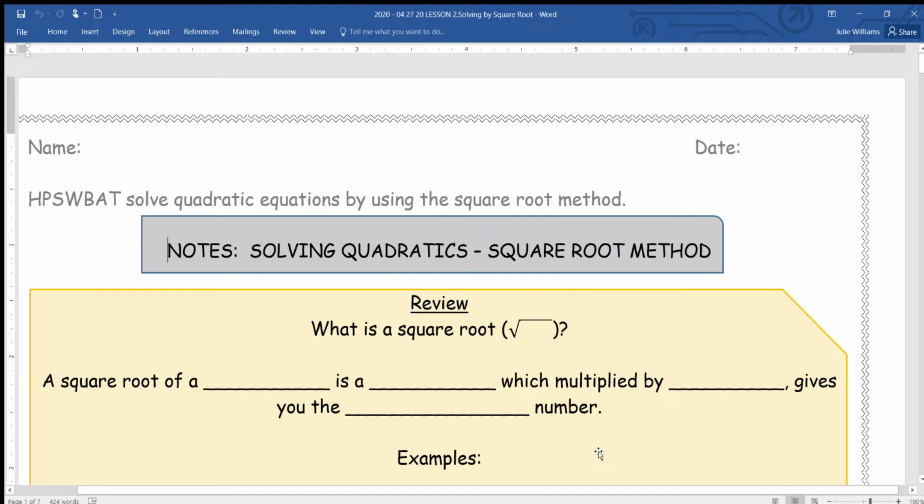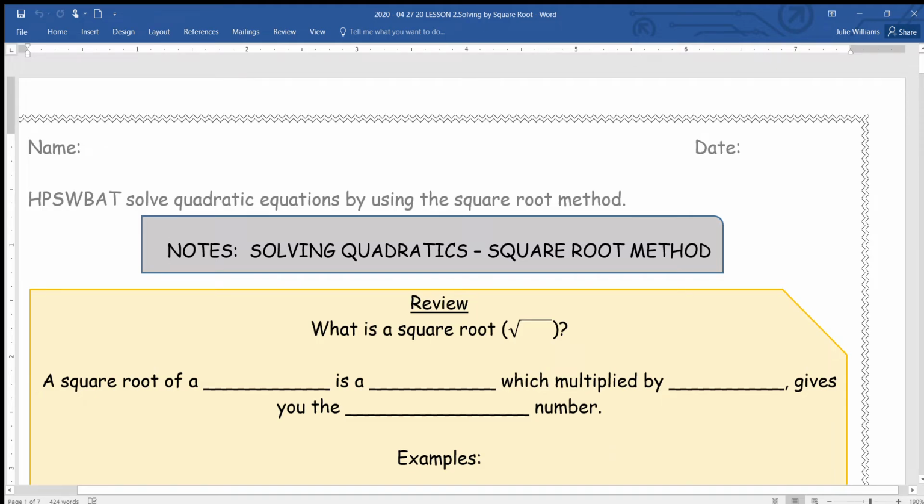Square root method. So I have this file and then the notes from my previous video. I have those saved in Teams. If you go to Files, it's in a different tab than the stream, and then you can download them there or look at them there to go along with me.